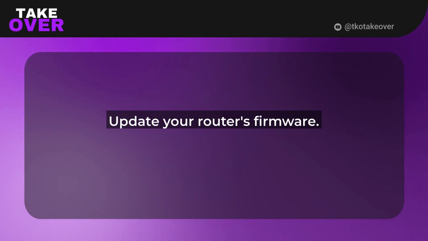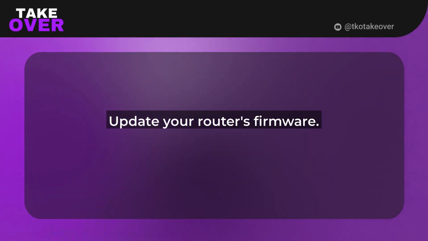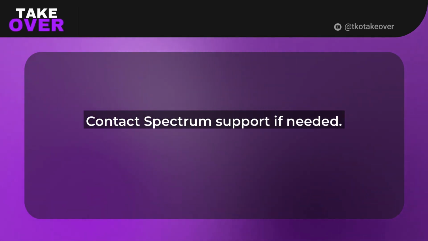Step 3. Head over to your Spectrum account online. Log in through their website or app and look for any alerts about your data usage or account status. If you're approaching or have exceeded your data cap, you might need to upgrade your plan or wait for the next billing cycle.